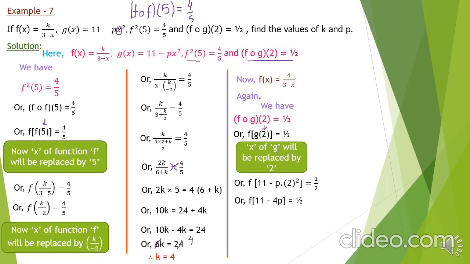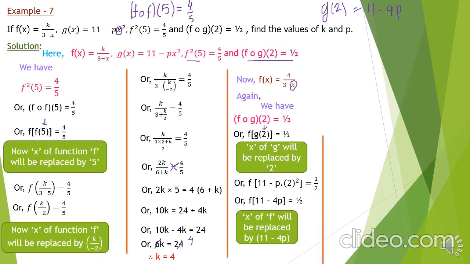On simplification, you can see 2 square is 4, so 4p. That's not much to do. And f, now right here, this is the output of the function g(2), isn't it? The output of g(2) is equal to 11 minus 4p. So this output will be the input for the function f. Input value takes the position of input variable. x of function f will be replaced by 11 minus 4p. Where is x of f? Right here. So this x will be replaced by 11 minus 4p. You can see on your screen.